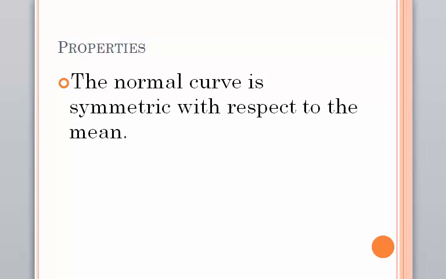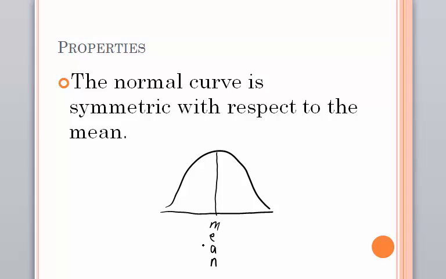The normal curve is symmetric with respect to the mean. What this tells us is that if we have a normal distribution, a bell-shaped curve, and we'll see in just a second that the mean is typically located right down the center of the curve, that the curve is symmetric with respect to that line.